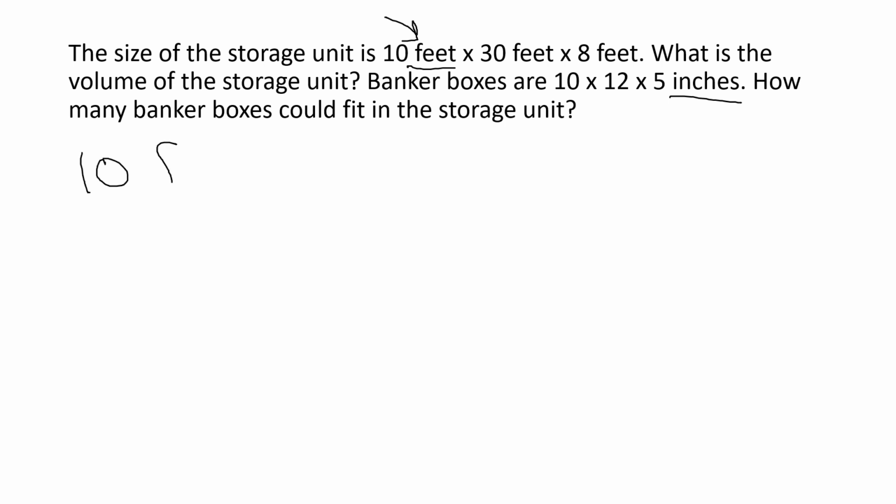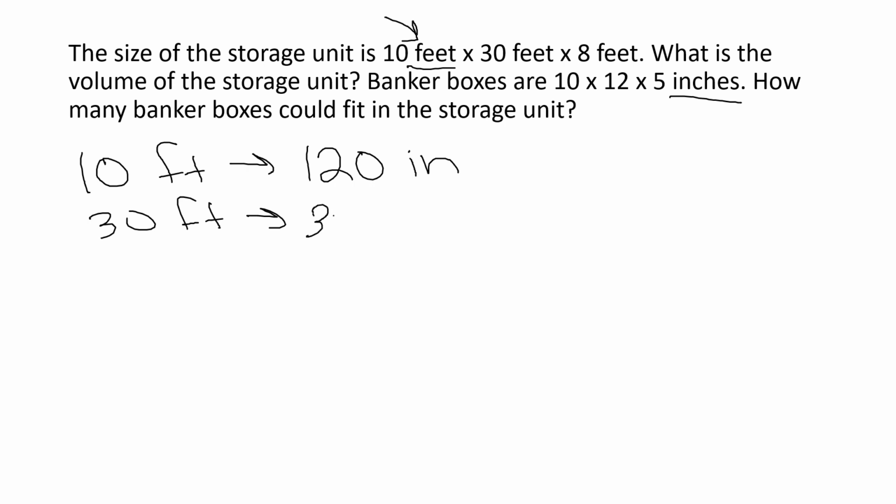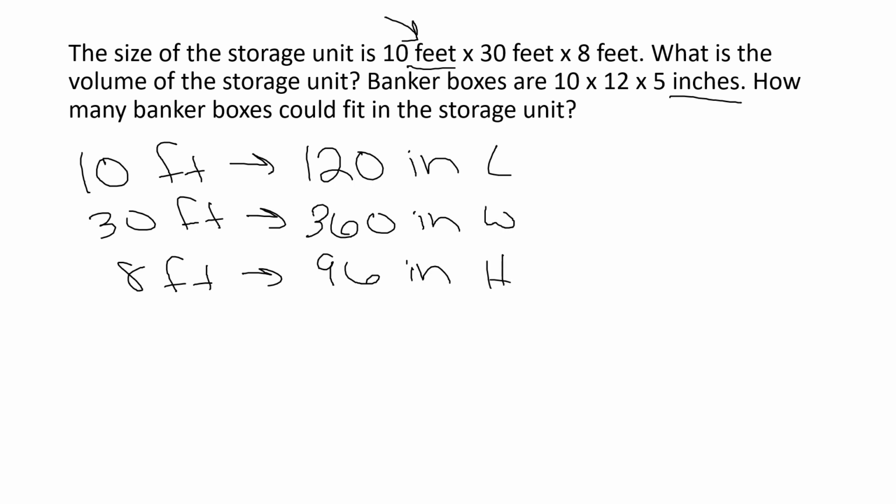So 10 feet, there are 12 inches in a foot, so 10 times 12 is 120 inches. 30 feet, again, there are 12 inches in a foot, so 30 times 12 is 360 inches. 8 feet, 12 inches in a foot, 8 times 12 is 96 inches. Now that they're in the same measurements, I can start working through this. So length times width times height. So 120 times 360 times 96. It's not quite written, but you know what I mean. And this is a big number.